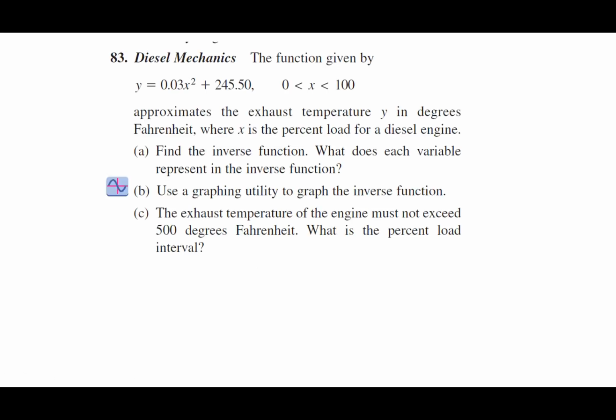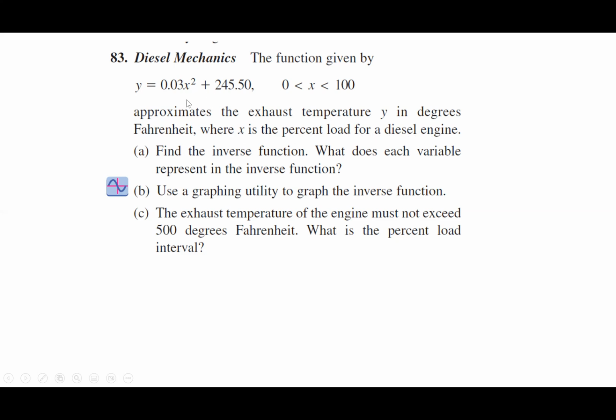All right, let's begin. So what we have is this little problem here, which is the last problem in 1.9, and hopefully we can finish this off. And just to give a little bit more context information that we can kind of normally do in the last 2 minutes of class. So let's go with it here. I have this function, and it talks about diesel engines. So I have these conditions. Approximate the exhaust temperature Y in degrees Fahrenheit, where X is the percent load for a diesel engine.